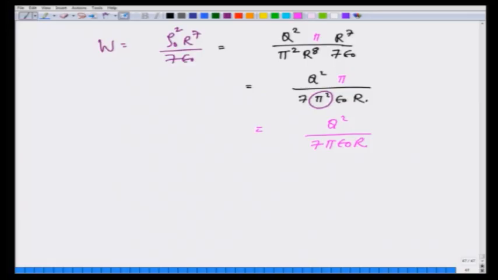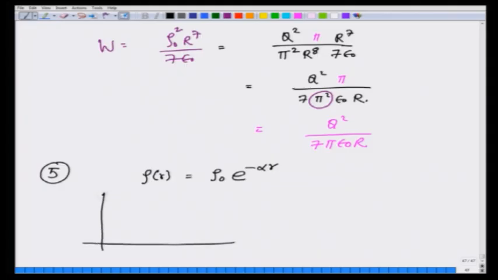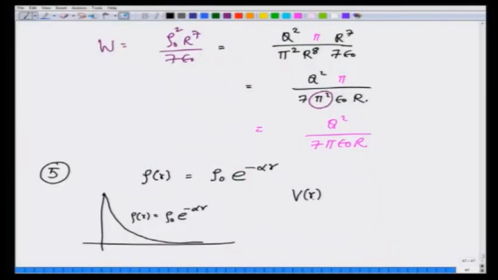Next, we want to calculate the energy of a charge distribution rho(r), which is equal to rho 0 e raised to minus alpha r. So, this charge density looks like this. It is rho 0 at r equal to 0 and then goes exponentially down, rho(r) equals rho naught e raised to minus alpha r. The trick used will be the same as in the earlier problem, that is, we will calculate V(r), multiply this by 4 pi r squared rho(r) dr and integrate it from 0 to infinity.